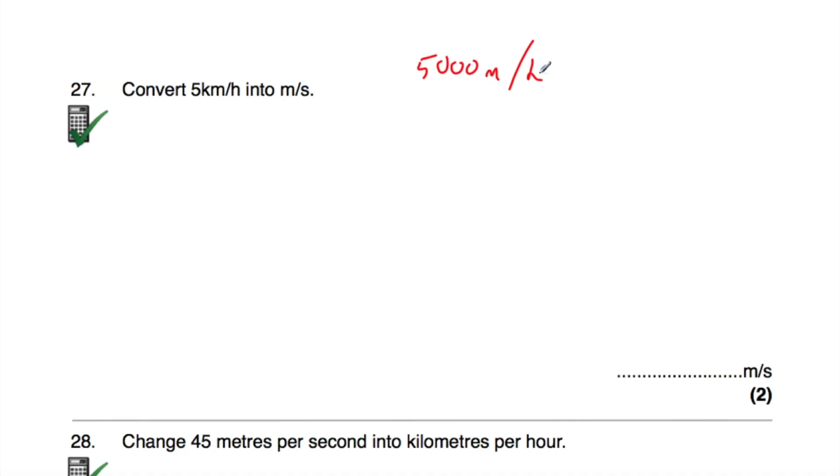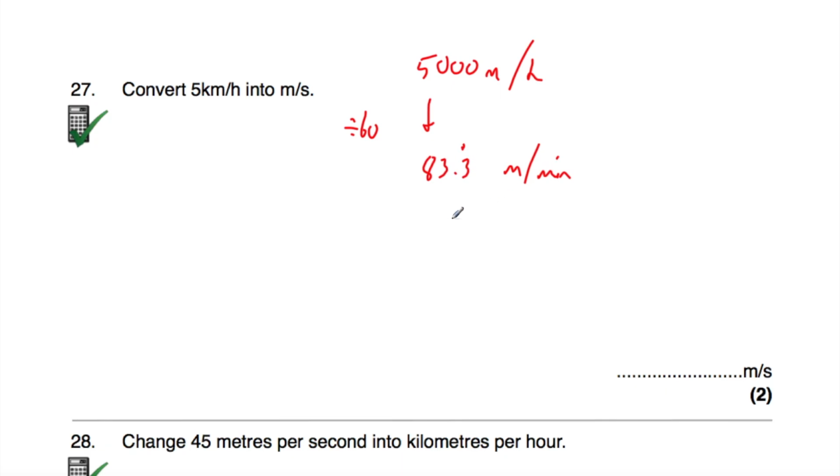Now we've got it per hour. What would be great is if we have per minute and then per second. So let's divide by 60. So divide by 60 to get it in terms of meters per minute because there's 60 minutes in an hour. So if you divide how far it travels in 1 hour by 60, it'll tell you how far you'll travel in 1 minute. So if we do 5,000 divided by 60, that's equal to 83.3 recurring meters per minute.